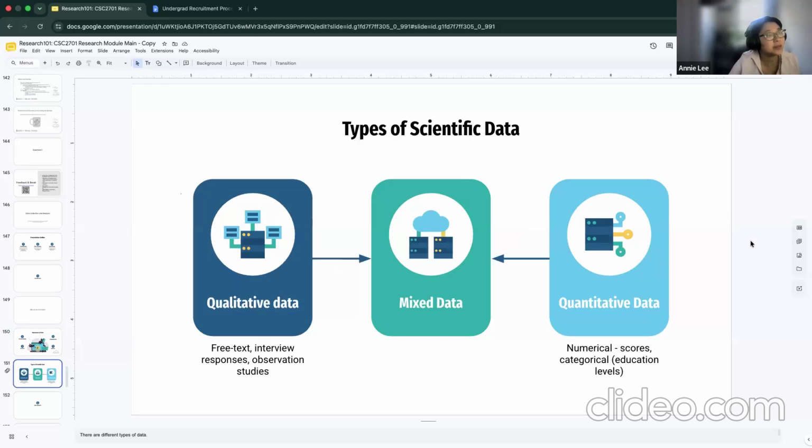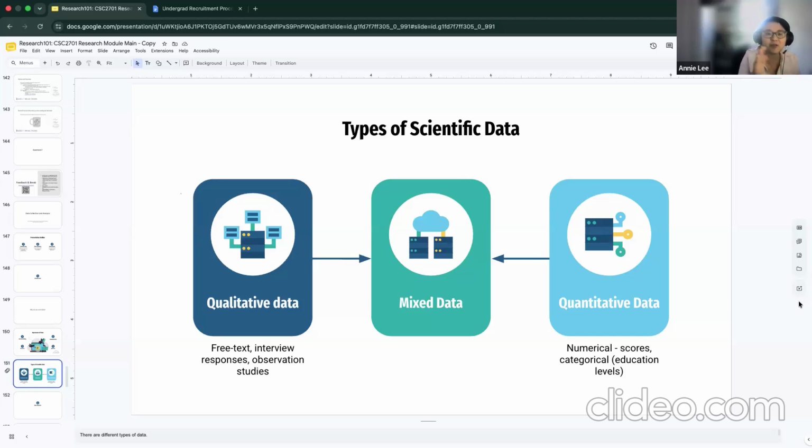There's different types of scientific data. So we do a lot of quantitative data stuff. So it's a lot of numbers, scores, categories. Sometimes, mostly we do quantitative data on models and data sets.